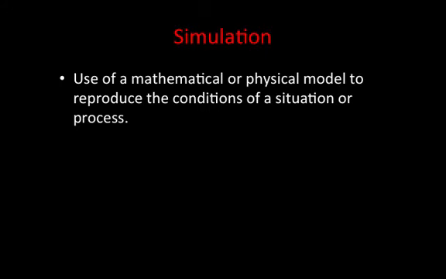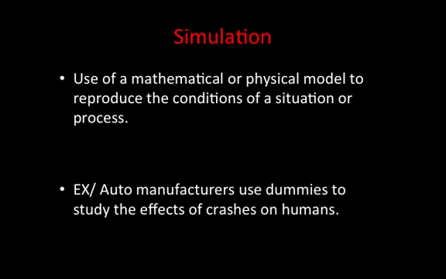So another way to collect data is through using a simulation. A simulation is the use of a mathematical or physical model to reproduce the conditions of a situation or process. The collection of data often involves the use of computers because simulations allow us to study situations that would be impractical or maybe even dangerous to create in real life, and they often save us some time and money. So one way of using a simulation is automobile manufacturers use simulations all the time with dummies to study the effects of crashes on humans. It would be very dangerous to actually have humans sit in cars while they tested the ability of the cars to sustain crashes. So that's an example of a simulation.